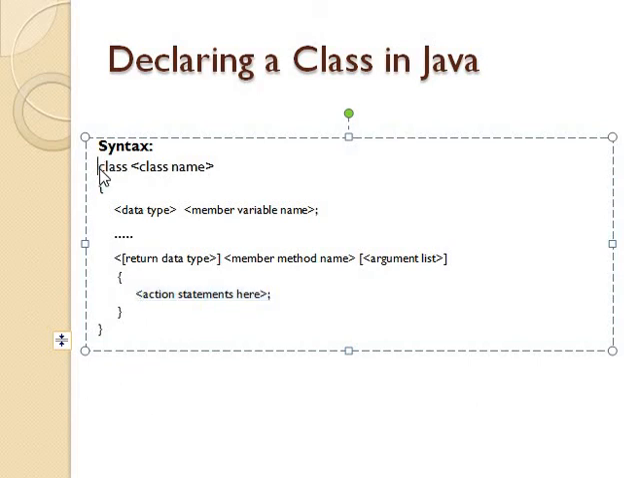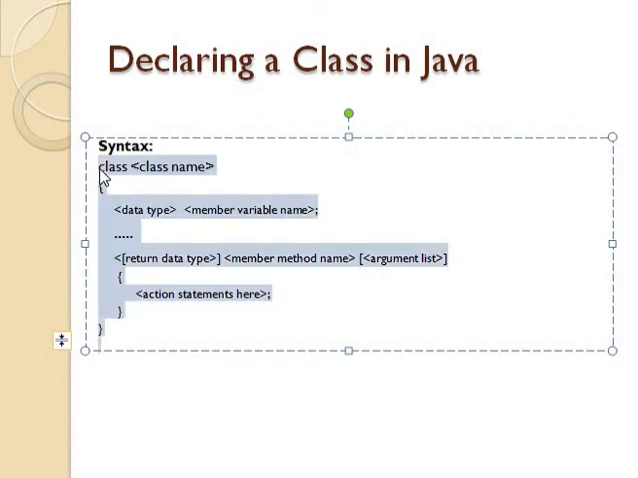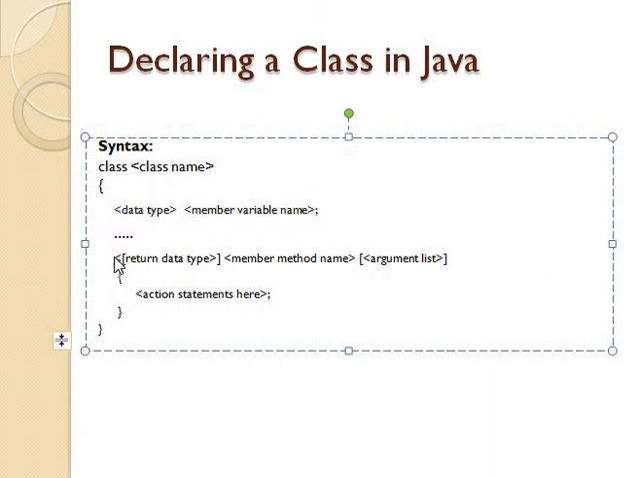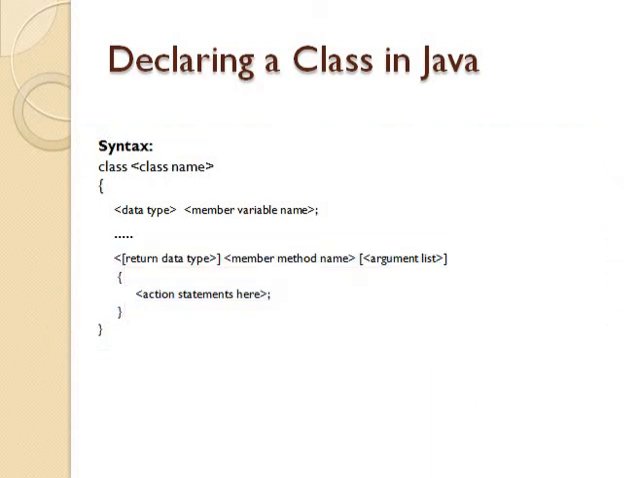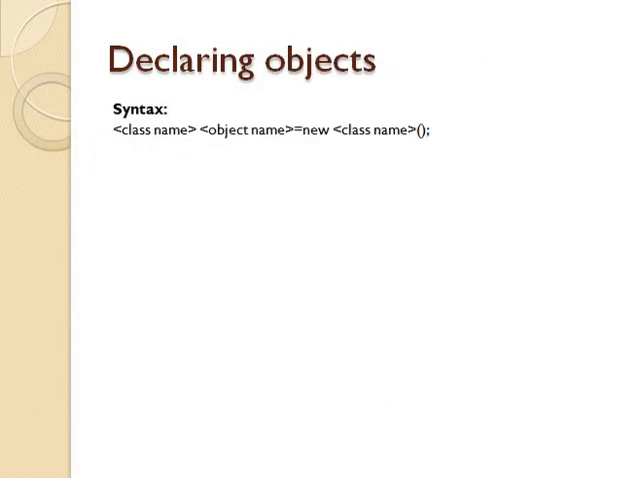So to sum it up, this is the entire class. This is the section for declaring the data members, and this is the section for declaring the member methods. I will show you how to declare objects after some time.